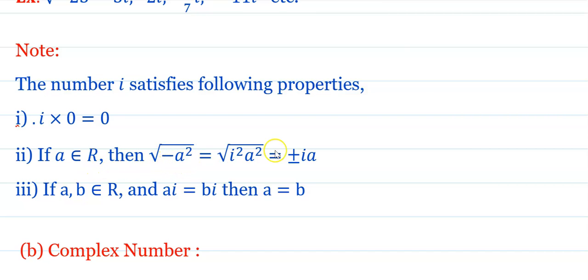Again, the square root of minus a square means what? Minus 1 into a square. But minus 1 means what? This is i square. If we take its square root, then you will get plus or minus ia.